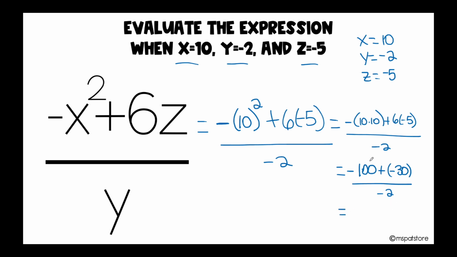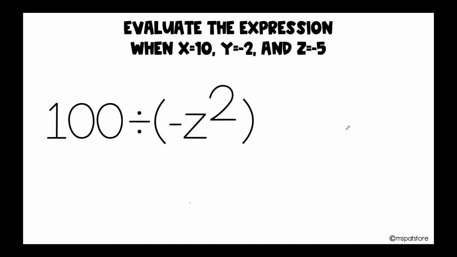Remember that when you're adding and they have the same signs, you keep the sign that they both share and you add them. 100 plus 30 is 130. Let me bring down this negative 2 here. And as I have a space here, let me continue here. So when I am dividing and they have the same signs, my answer is positive. 130 divided by 2, or half of 130, is 65. So my final answer is positive 65.